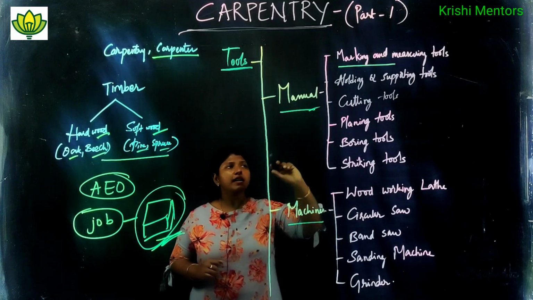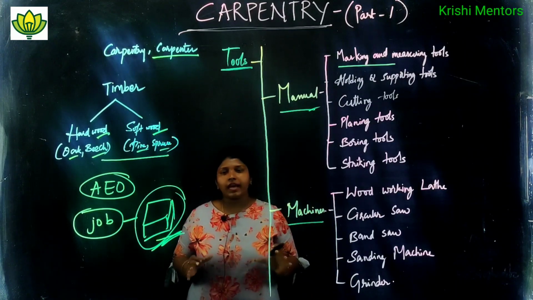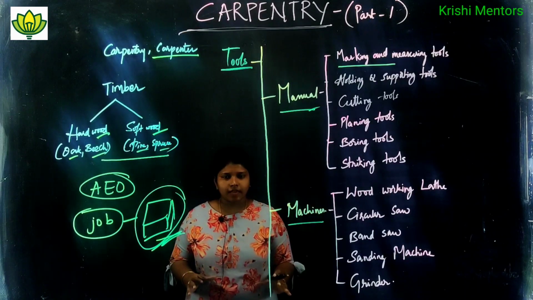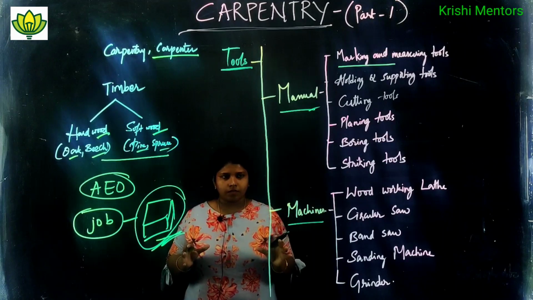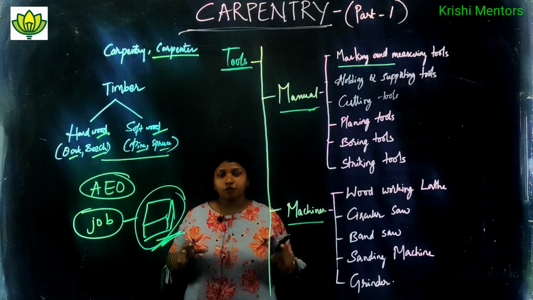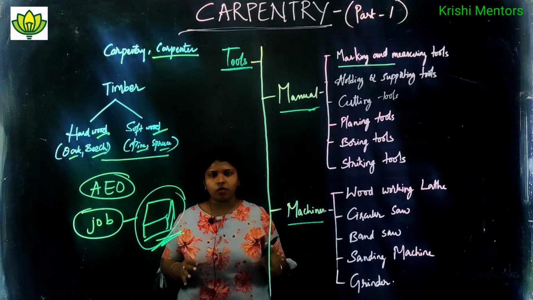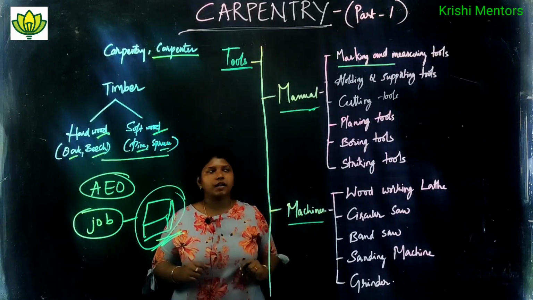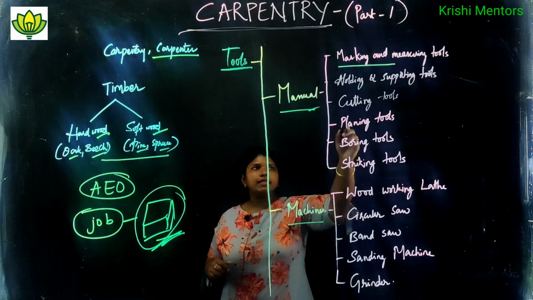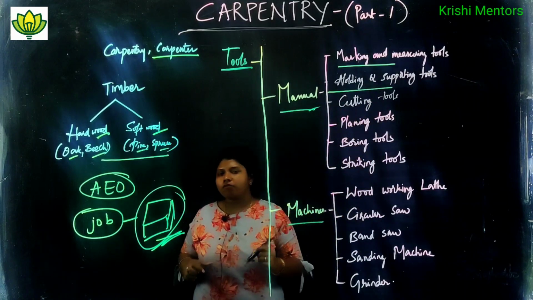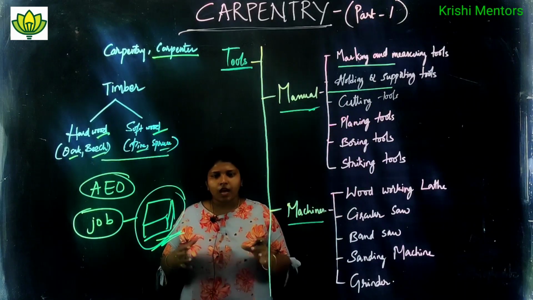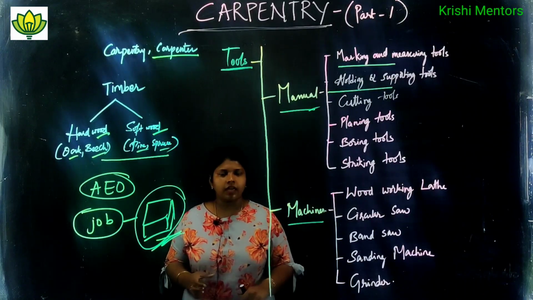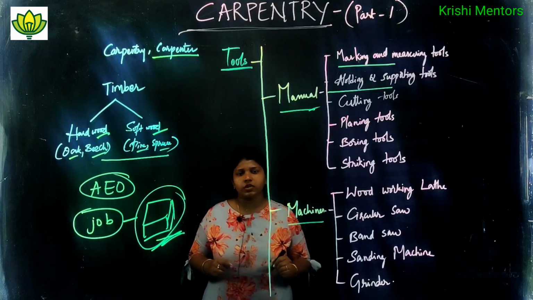Now marking and measuring tools. To make an item in a precise size and into the form which we want it to be, we need markings. So markings and measurements are done using marking and measuring tools. And the second one is holding and supporting tools. I cannot work on a piece of wood directly, right? I cannot go on it and saw on it, or cut it. I cannot drill a hole into it directly.